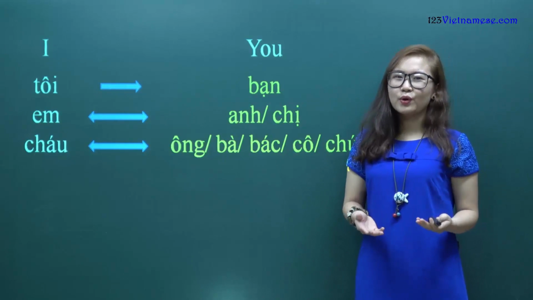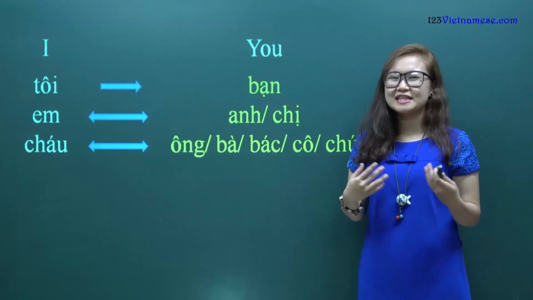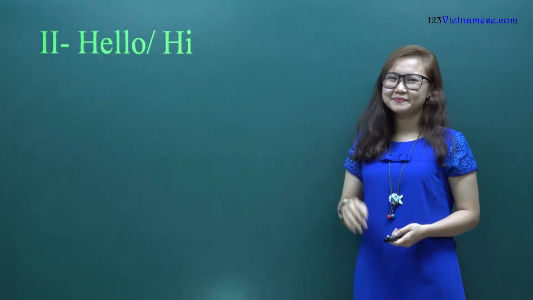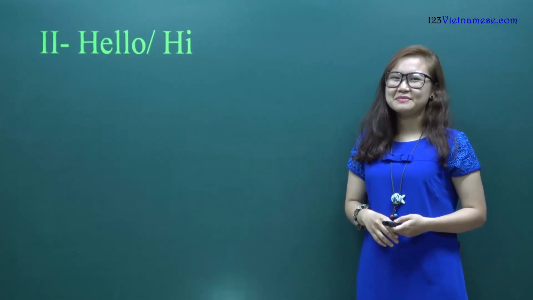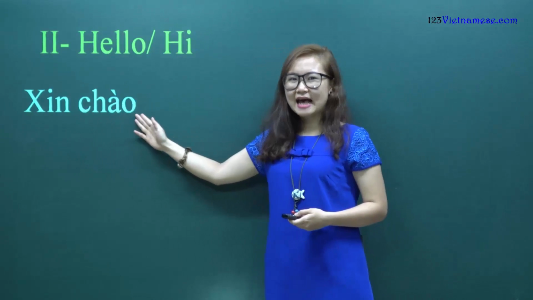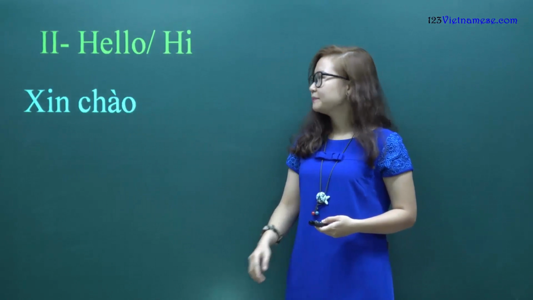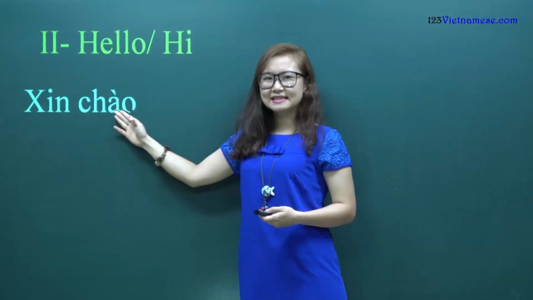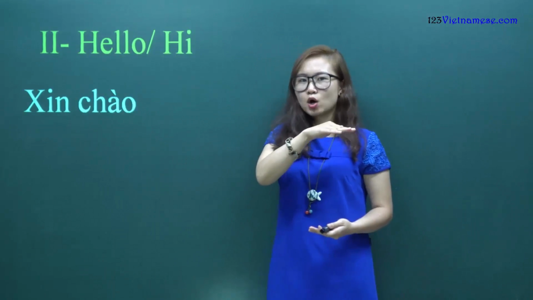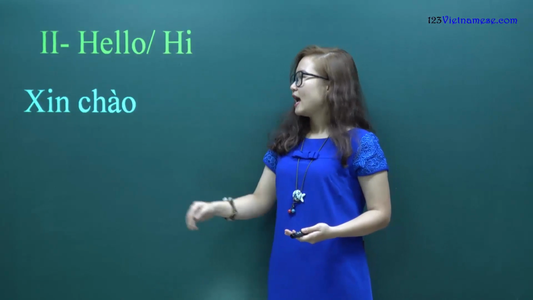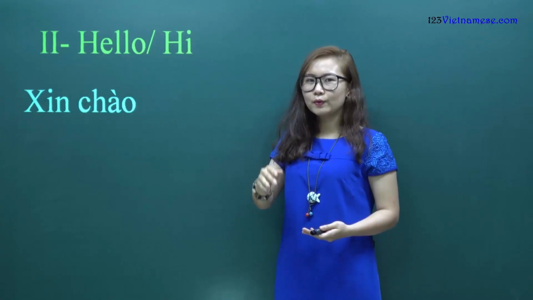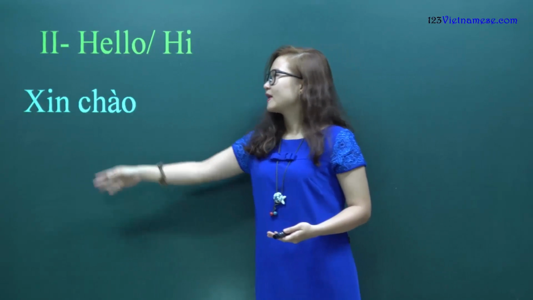Okay, so now we will move on to the second part of our lesson today. How to say hello. Hello in Vietnamese means xin chào. One more time. Xin chào. And you see here, the first word is flat tone. Xin. And the second word is low falling tone. Chào.